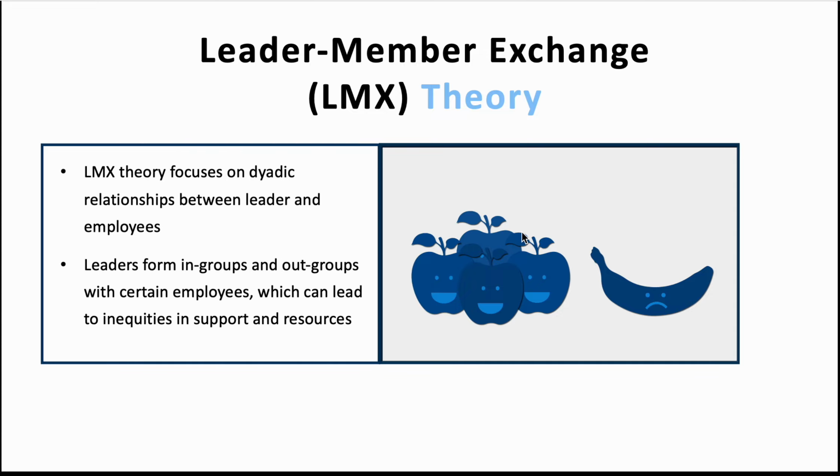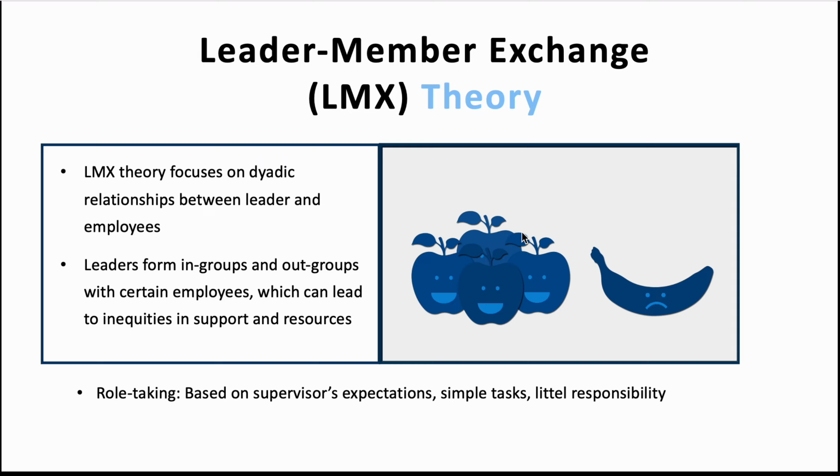So the essence of this theory is that leaders form in-groups and out-groups with certain employees, and that can lead to inequities in support and resources. So basically, we look at a leader, we look at all of their subordinates, and we look at their one-on-one relationships with those individuals. And what we'll find is that some relationships are stronger than others. So in leader-member exchange, there are different stages, and the role-taking stage is based on supervisors' expectations, simple tasks. Usually there's very little responsibility given to employees. So this is kind of the initial phase.